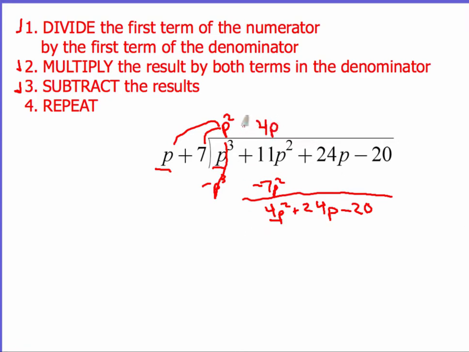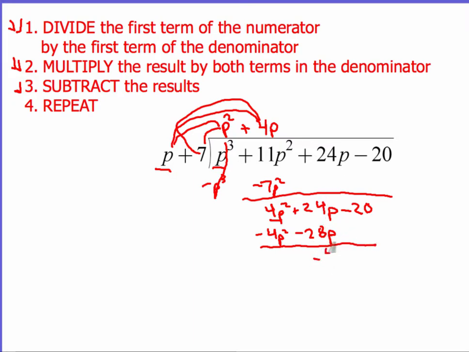Now I'm going to multiply. I'm going to put a plus sign here because that's positive. 4p times p is 4p squared. 4p times 7 is 28p. So I divided, I multiplied, now I'm going to subtract. When I subtract, 24 minus 28 is negative 4p. Bring down my minus 20. And now I repeat.